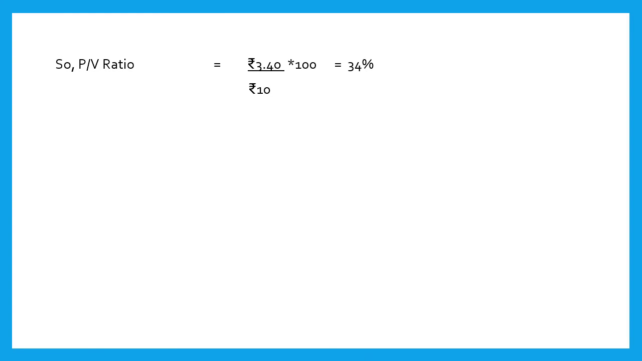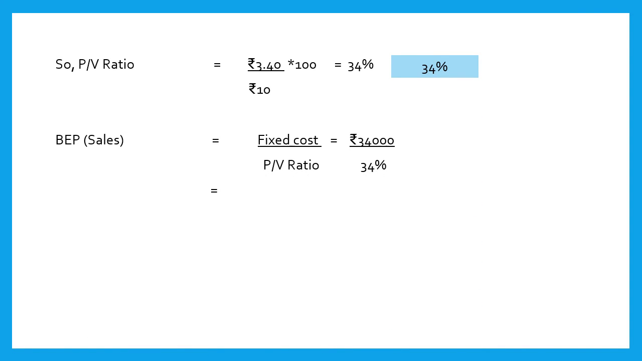Let us again calculate PV ratio with the new variable cost and with the new contribution. So it will be rupees 3.40 upon rupees 10 into 100. It will come as 34%. Next is again calculation of BEP sales. Formula is fixed cost upon PV ratio. We have fixed cost, that is rupees 34,000 and new calculated PV ratio is 34%. So BEP sales we have got is rupees 1 lakh.